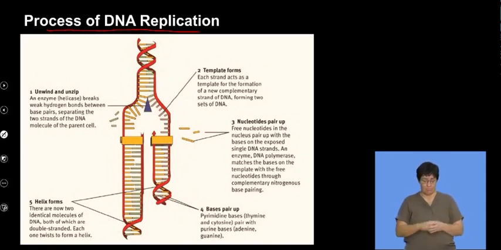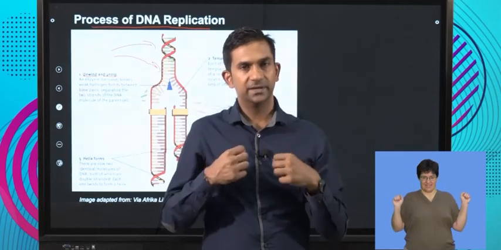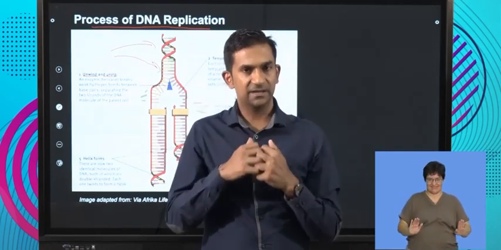So the first process in DNA replication is that the DNA will unwind and unzip. So here we see the DNA molecule. It's going through a process of unwinding and unzipping. If you refer to a zip on a jacket, a zip in a jacket will allow you to open the halves that are combined together.